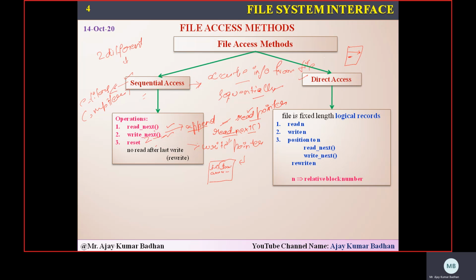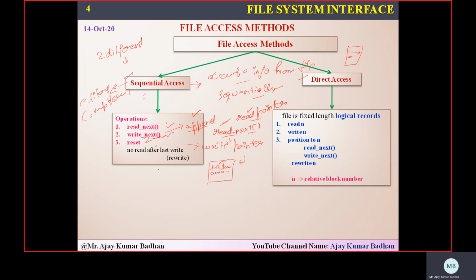Read next is used for reading a portion of the file and automatically updates the read pointer to the next location. Coming to write next, it simply appends the new content or new information to the existing file, and updates the write pointer to the next location from where we should start writing whenever we want to add new content.